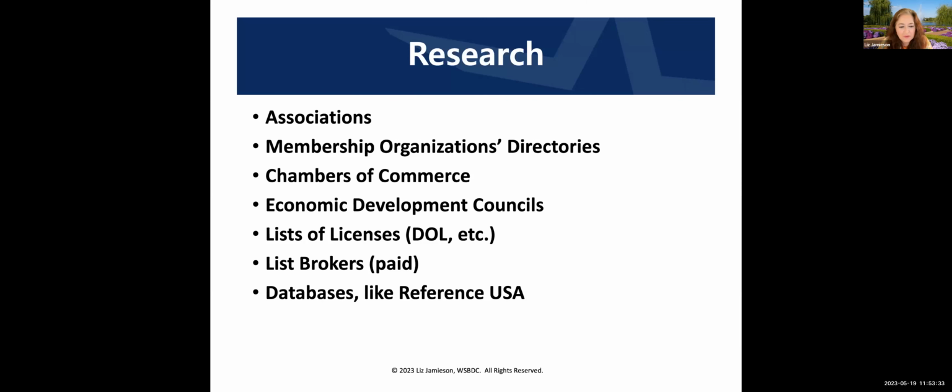You can also use a, well, this is a paid option here, but if you paid a list broker, they can find lists of the particular avatar client that you have, right?